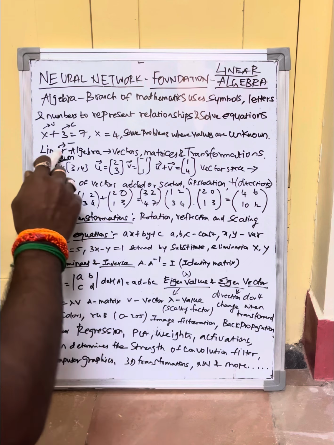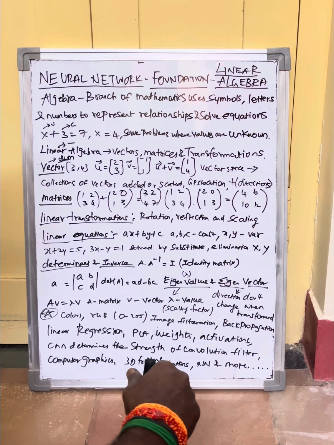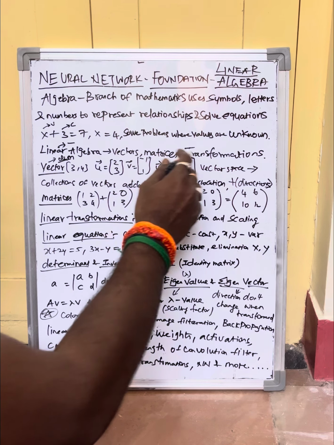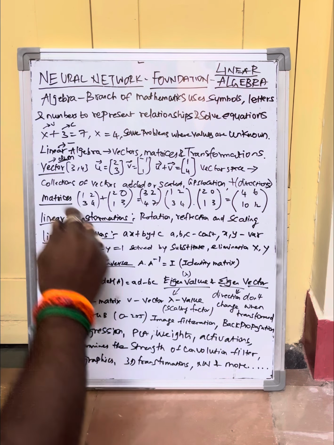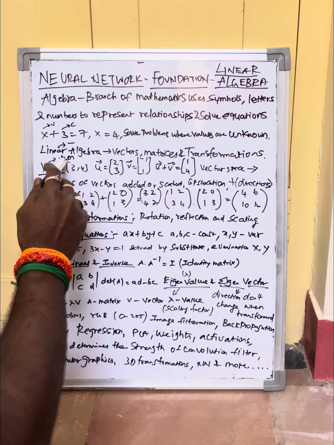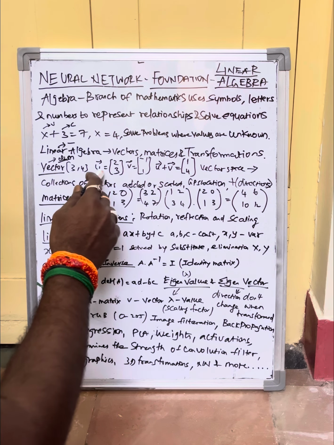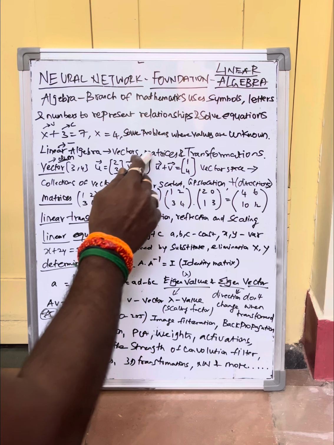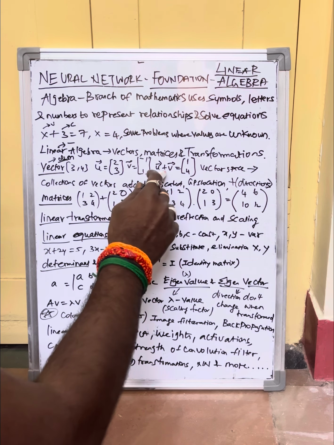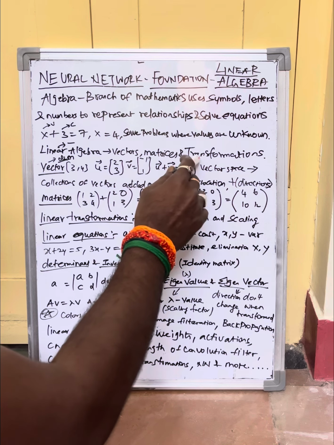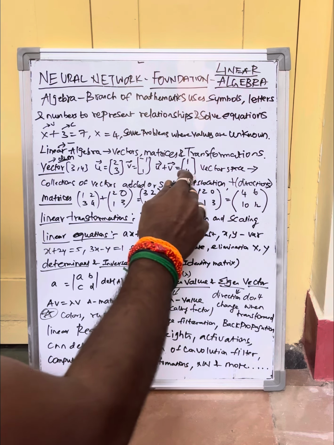We'll come to linear algebra. In linear algebra we have vectors, matrices and transformations. So in a vector, what happens? It deals with direction and magnitude. Say the u vector is (2, 3) and the v vector is (-1, 1). Adding these u and v vectors gives 2 plus -1, which is 1, and 3 plus 1 is 4.